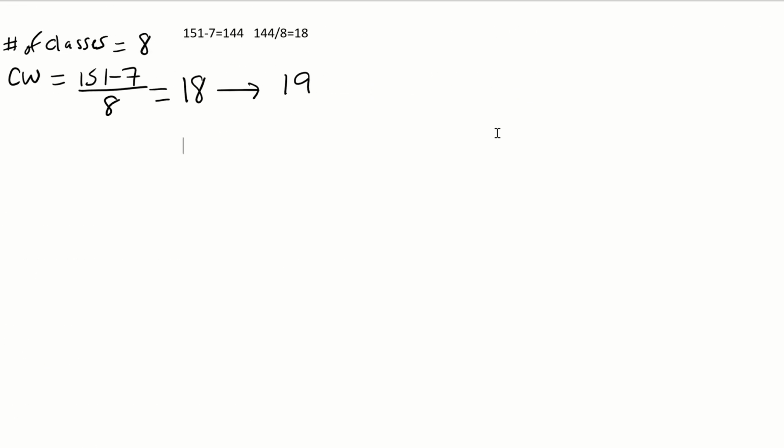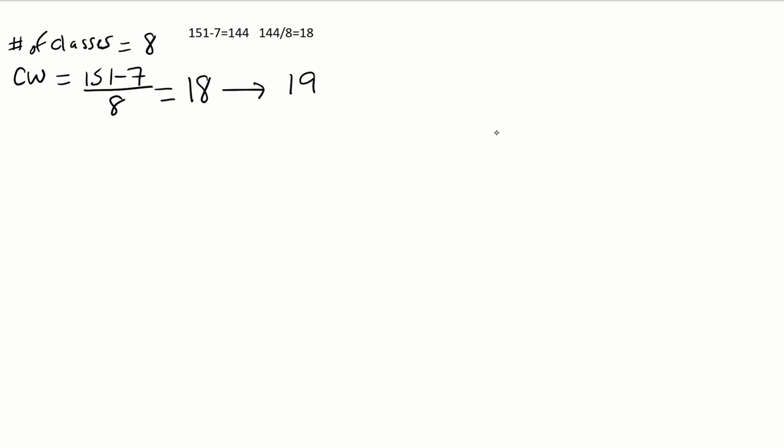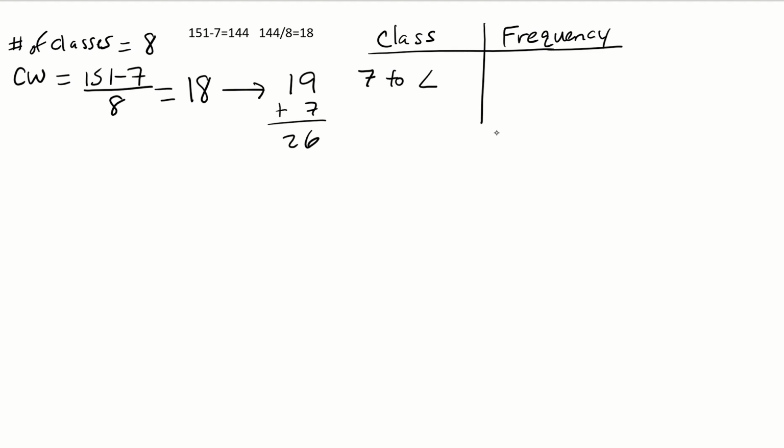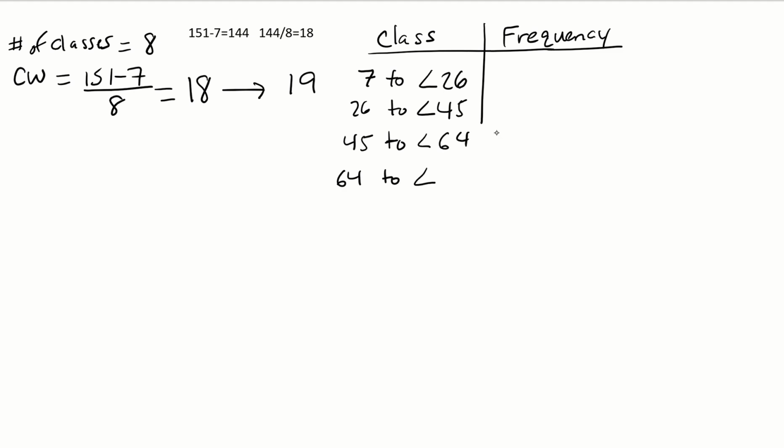Okay, so let's go ahead and do our frequency table. We have our class, we have our frequency. We're going to start with our smallest number. So we've got from 7 to less than. Now we're going to add our class width to that. So 7 plus 19 is 26. Then we're going to keep doing that. We've got 26 to less than. Now we add our class width, 26 plus 19. So that's 45. So 45 plus 19 is 64. And rinse and repeat. You want to keep doing this until you get to 8 classes in total.